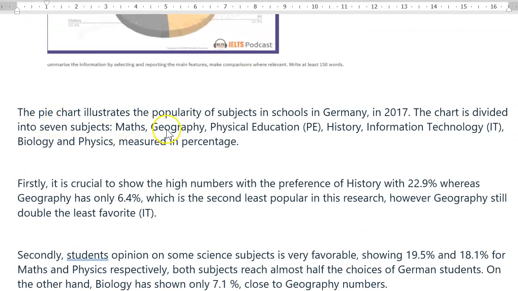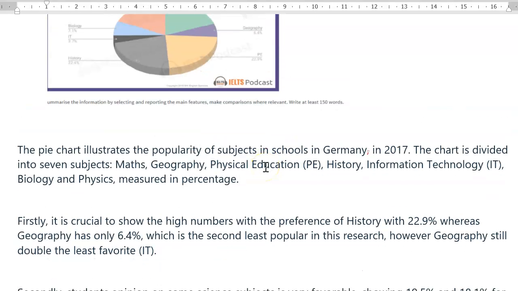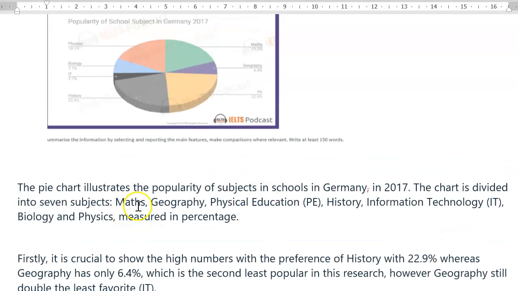Okay. The pie chart illustrates the popularity of subjects in schools in Germany in 2017. You don't need this comma here, no? The chart is divided into 7 subjects, measured in percentage. I wouldn't say that the chart is divided into 7 subjects, but I would rather say the chart illustrates the popularity of 7 subjects. No, you already have it.